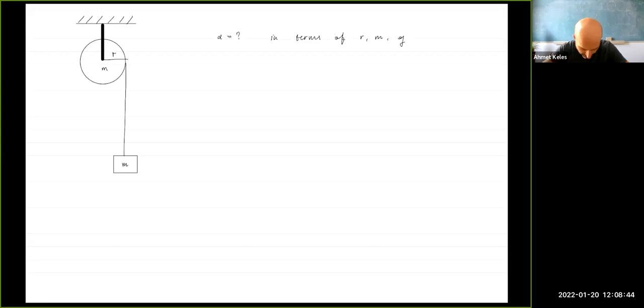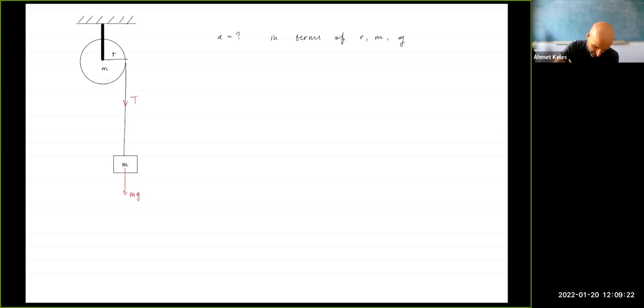Okay, good. So what would I do? There are different ways, but let's see what I would do. Let's start. The tension here, let's let it be T. And there will be some Mg.